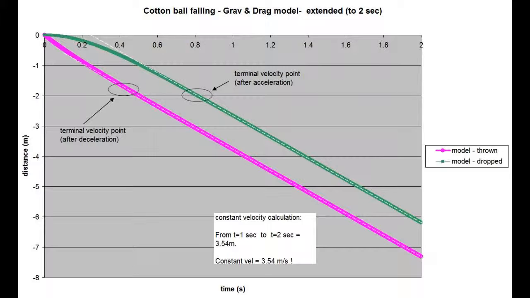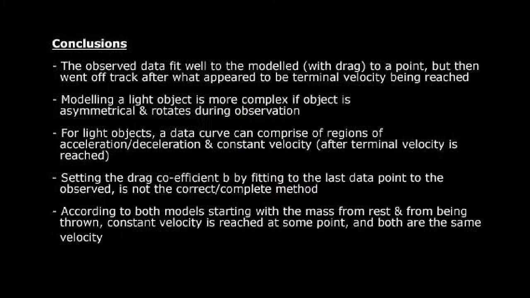However, the calculation for the constant velocity differs to that of the observed constant velocity. The observed constant velocity is slower. This may be due to the drag coefficient b being set to the last observed point of the curve. But the curve comprises data points going through changing velocity and constant velocity. Perhaps this is not the correct way to set the value of b for this situation.